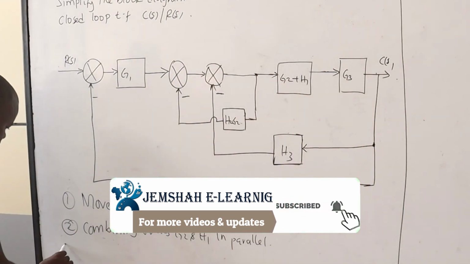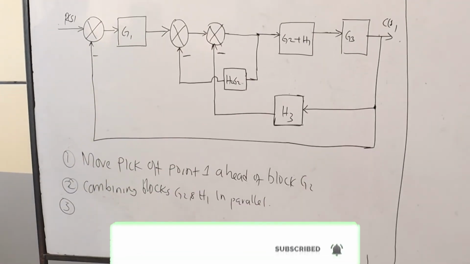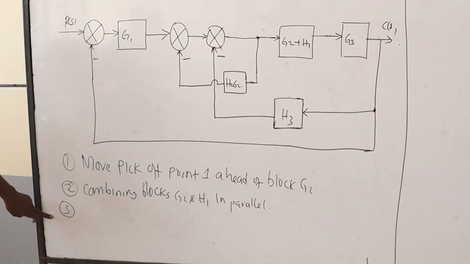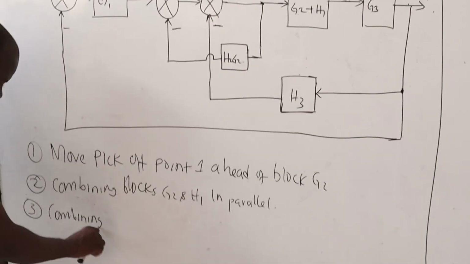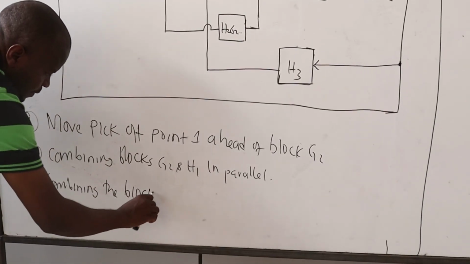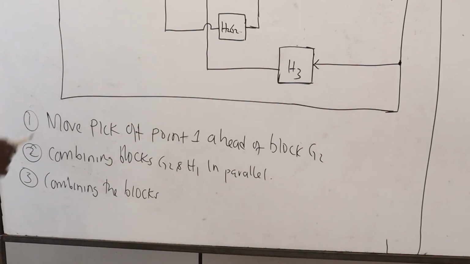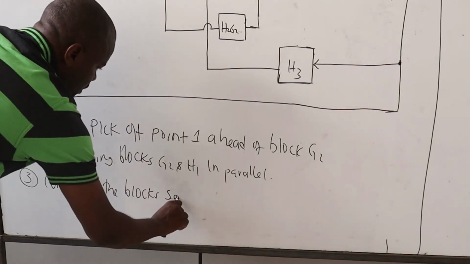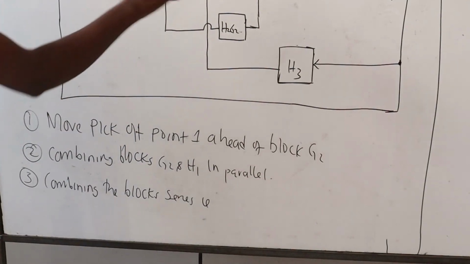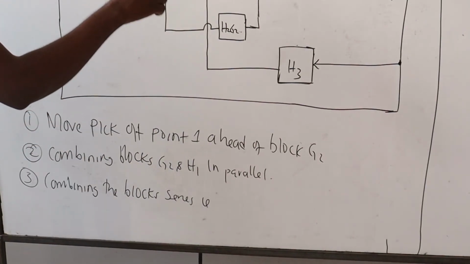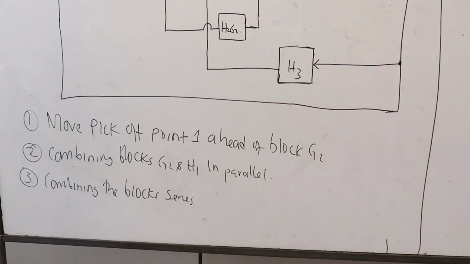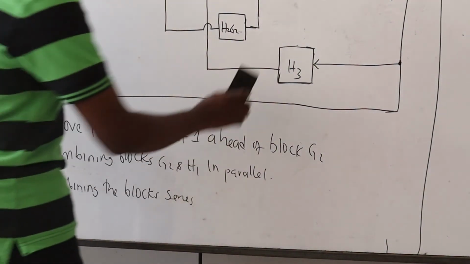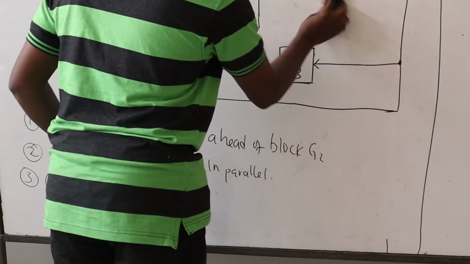So the third thing that we are going to do is to combine the blocks in series. Combining the blocks in series, that is, we are talking of G2, H1, and G3. If we combine the blocks in series, then in this case, this one will now become one block. So we have G3 into G2 plus H1.